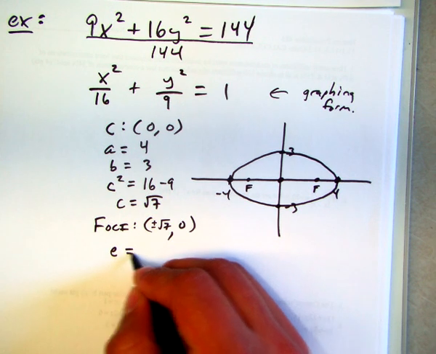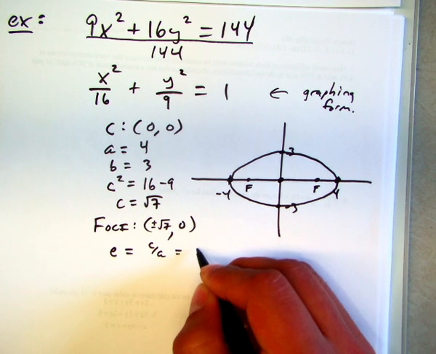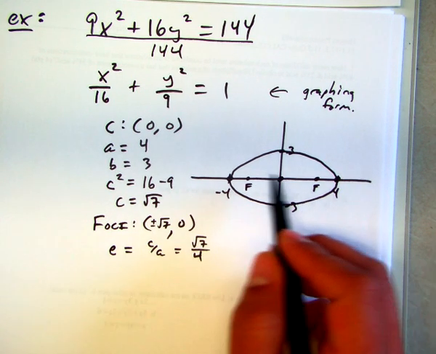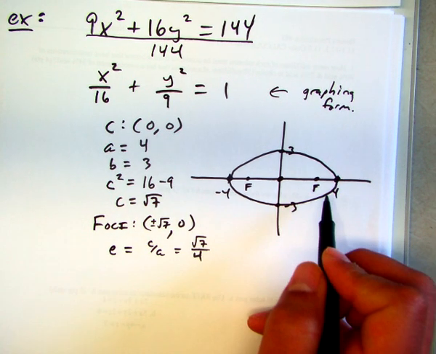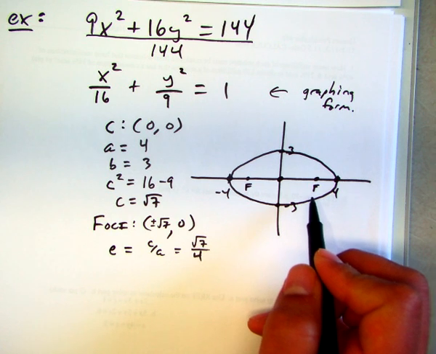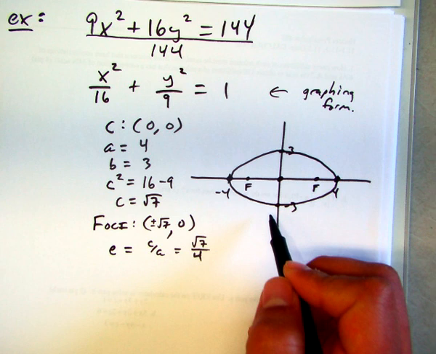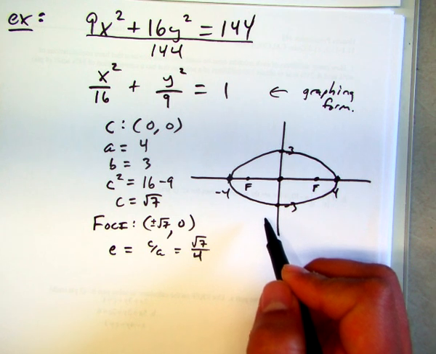Eccentricity is c over a. So it's root 7 over 4. Okay. So we find all this every time. Yes, you're going to be asked foci. They may even ask you for coordinates of covertices and vertices, which isn't hard. Where would the vertices be? Plus or minus 4, comma 0. Covertices would be 0, comma, plus or minus 3.